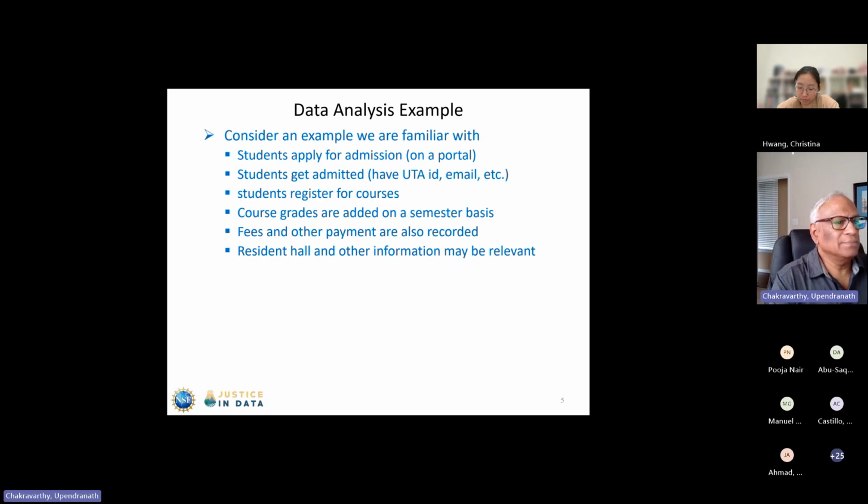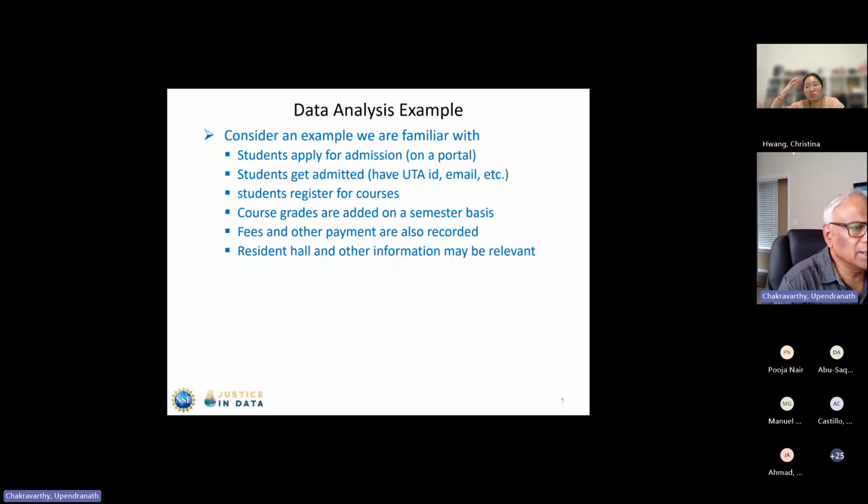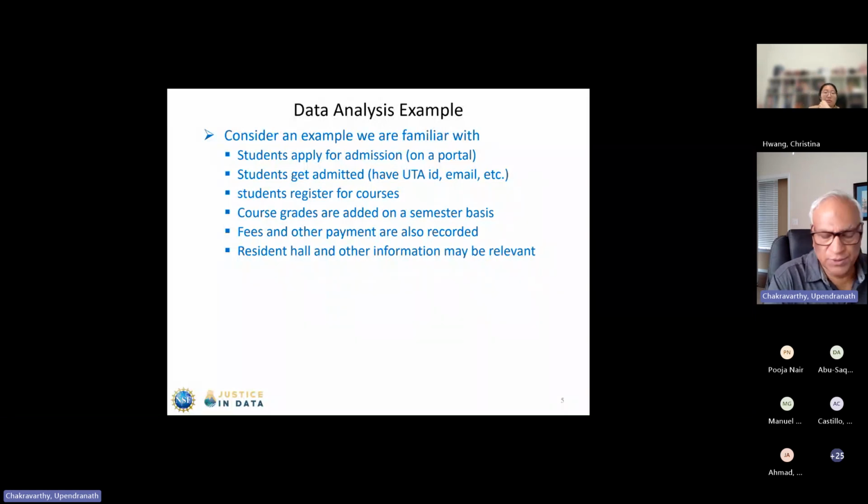Again, I'm using an example that you're familiar with. Students apply for admission. That is done on a portal. That data goes into some database. Students get admitted, have a UTA ID, email, etc. Students register for courses. Course grades are added on a semester basis. Fees and other payments are also recorded. Resident hall and other information may be available.